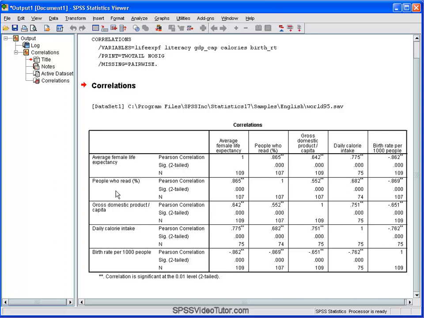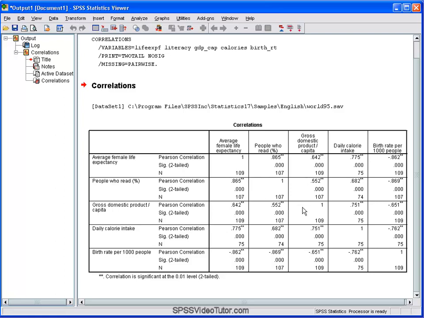Notice that the 5 variables we have chosen are displayed across the top and along the sides of the correlation matrix. In each box, we have the correlation of the variable in the row and the variable in the column. So, for example, the variable in the row is gross domestic product, and the variable in the column is average female life expectancy. So this is the box that corresponds with that. Then the next one, daily caloric intake and average female life expectancy, is the box that corresponds with that.